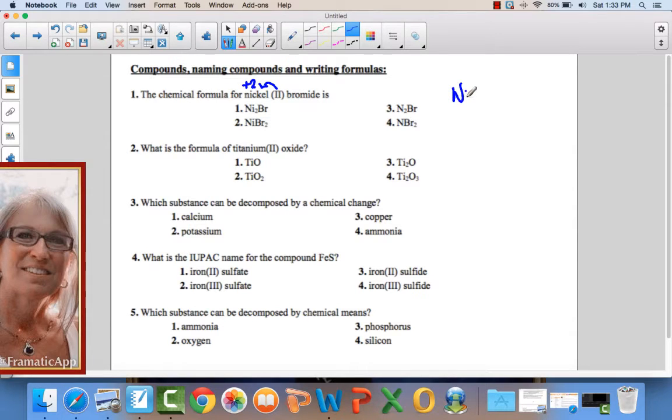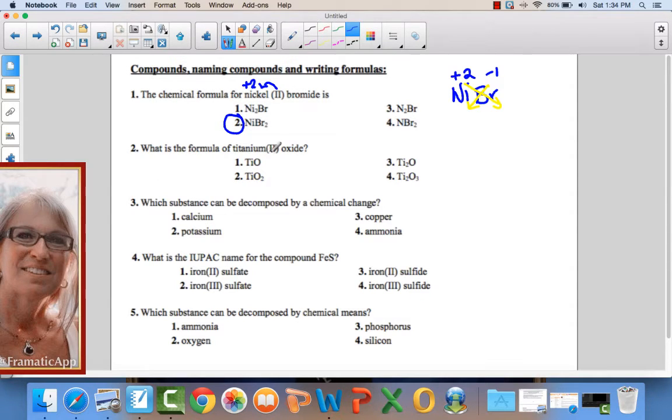So I write the symbol, I put the +2 over it, and then I look up bromine, which is Br, and it's -1. And then I simply drop and cross. So I bring this here, and I bring this here. And then I wind up with NiBr2.